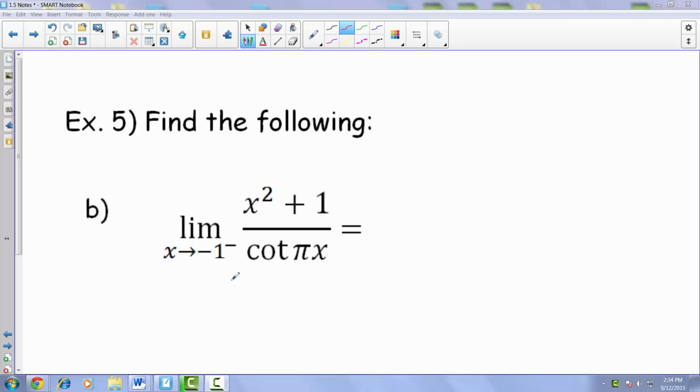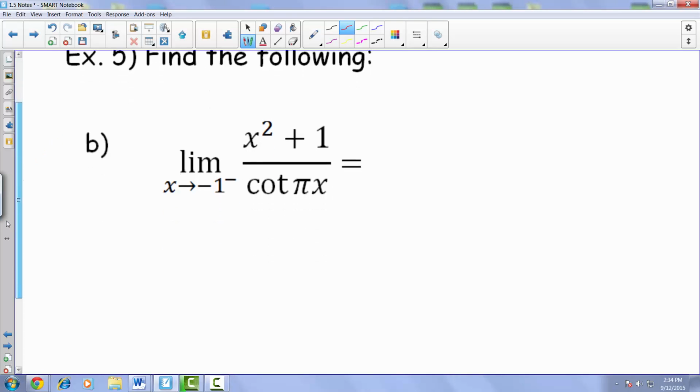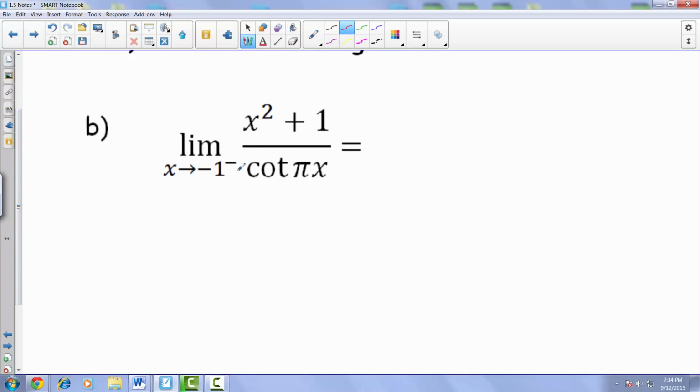Here we are looking at example 5b from our 1.5 notes. We're asked to find the limit as x approaches -1 from the left side of this particular function. Now, anytime we see any trig stuff like this, it's usually very handy to break things down into sine and cosine. So let's go ahead and do that.